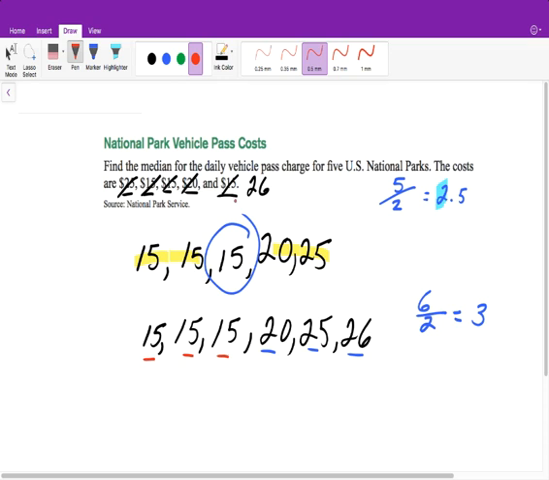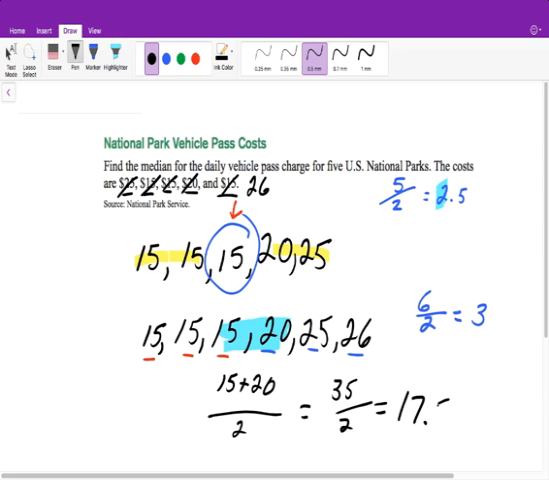Now, if you notice, there's not a middle number like there was here. So what we do is we will then add the two middle numbers together, the two closest to the middle. So it will be 15 plus 20, and we will divide it by 2. So 15 plus 20 is equal to 35. Divided by 2, that means our median for this information, when we add one more, will be 17.5.